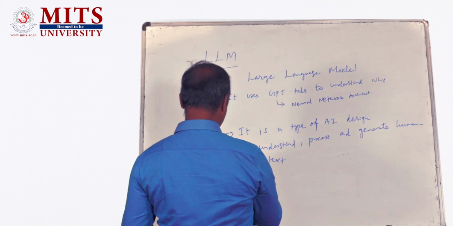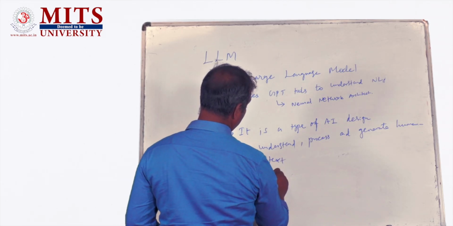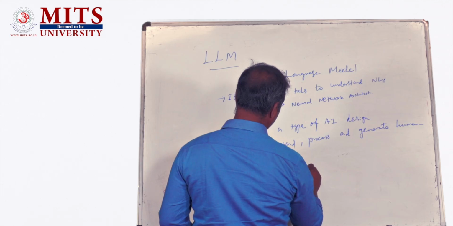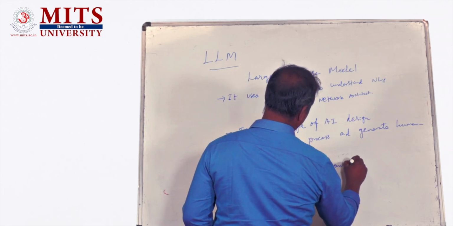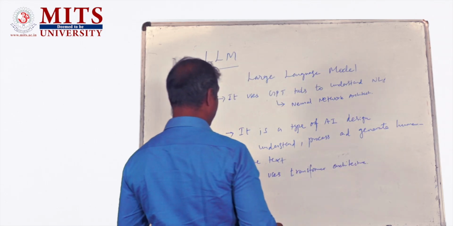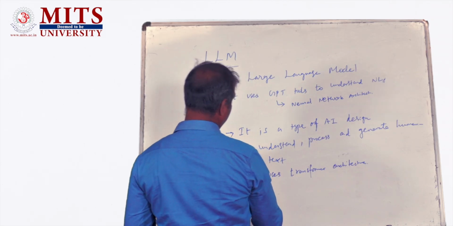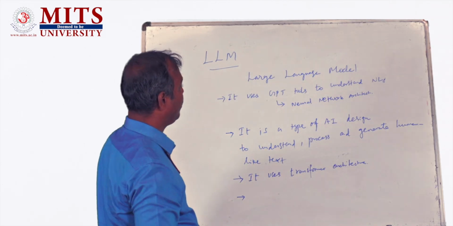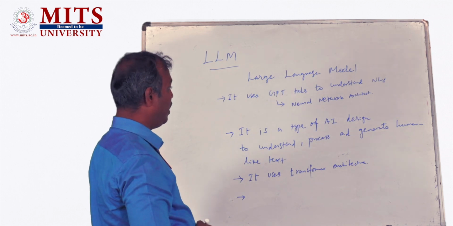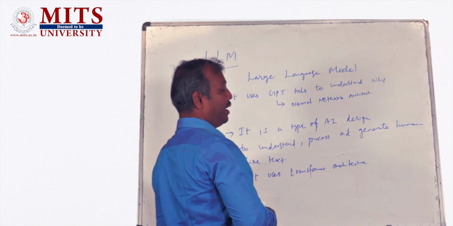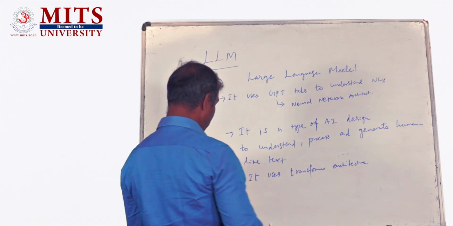LLM uses transformer architecture. GPT tools are using transformer architecture. Instead of thinking like a human being, this large language model works on billions of paragraphs and lines, and it makes decisions, predictions and produces proper output. That is the advantage of LLM.